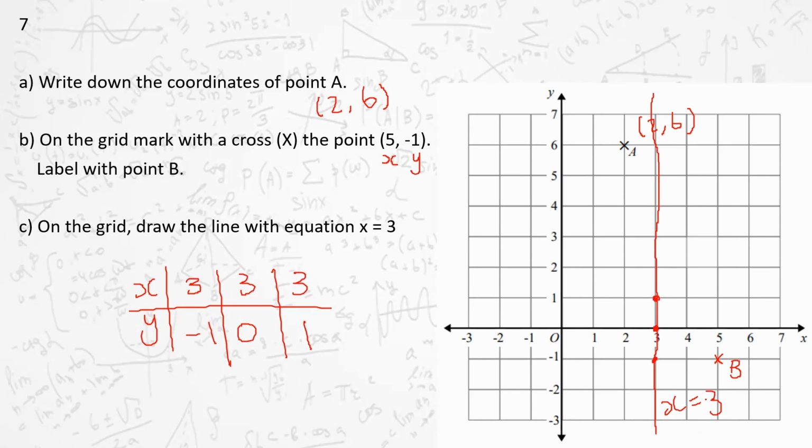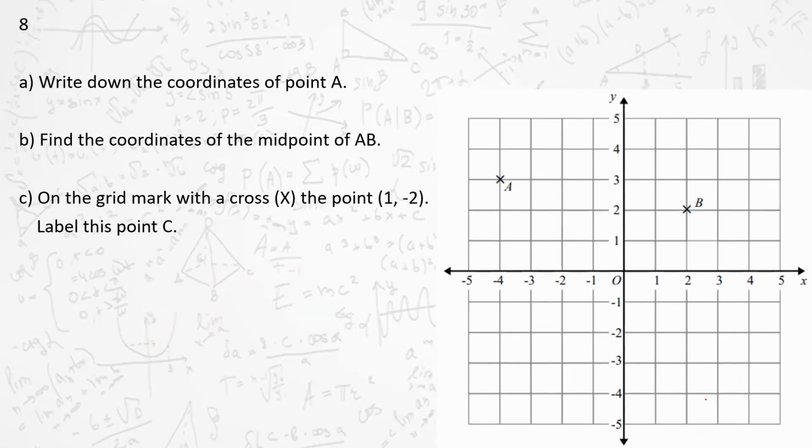Okay, last question. Question 8. Write down the coordinates of point A. So my A is here on the left hand side. X is minus 4, y is 3. So that's my answer.